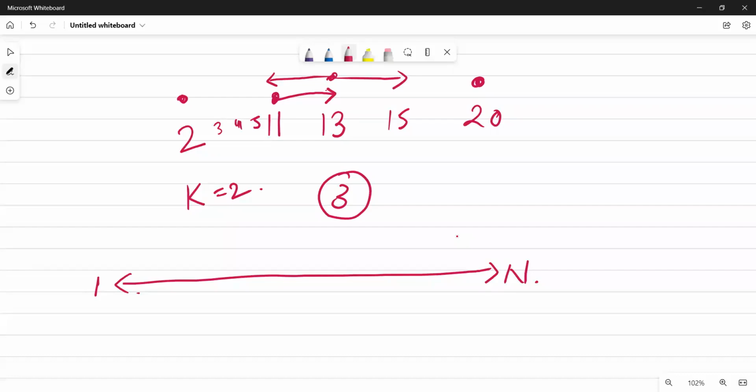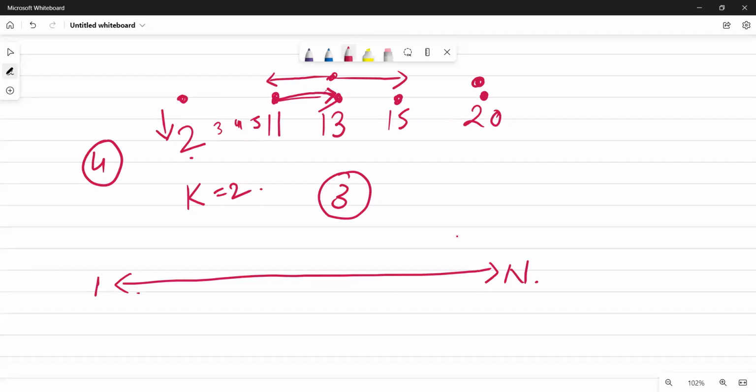So the first brute force you can think of is with one radio station: you pick up 2 and place one radio station here, then you pick up 11 and place one radio station over here, then 13 will be covered by 11. So you place one radio station at 15 and one radio station at 20. This was your first approach, where you got your answer as 4. Now you will think that there can be another approach as well.